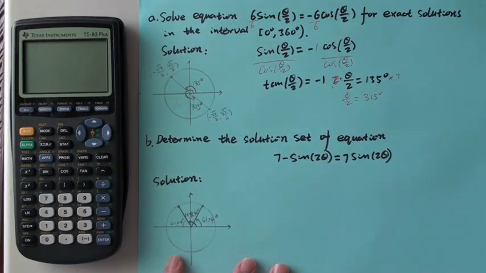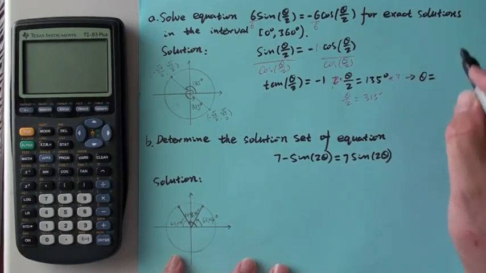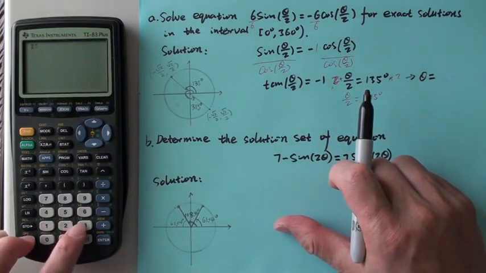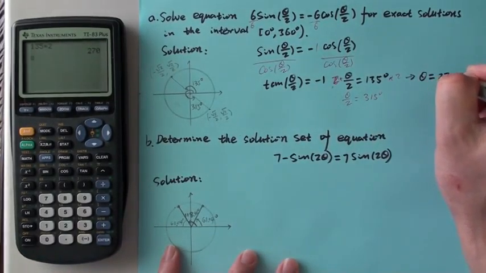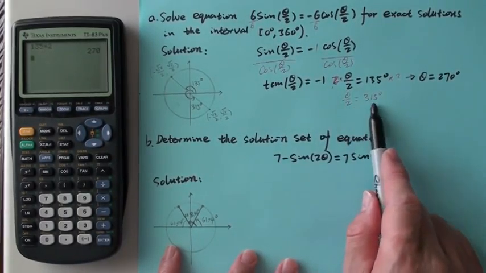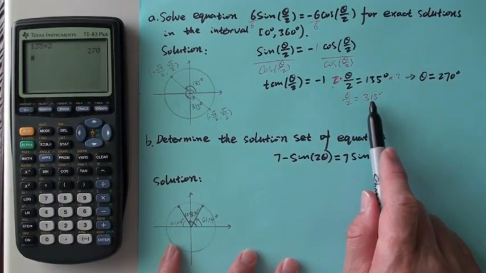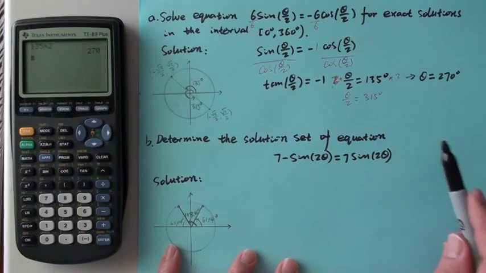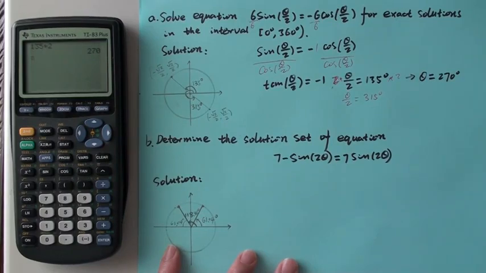Then what you get is theta equals 135 times 2. 135 times 2 is 270. So 270 degrees is inside here. And here, if you multiply by 2 on both sides, you have theta equals more than 360 degrees. That's why you don't really need that. You only need theta equals 270 degrees.